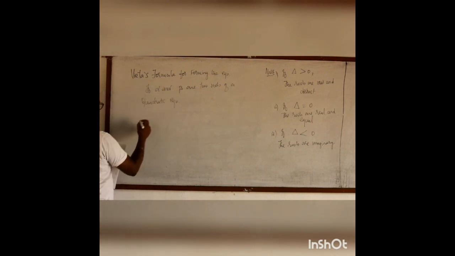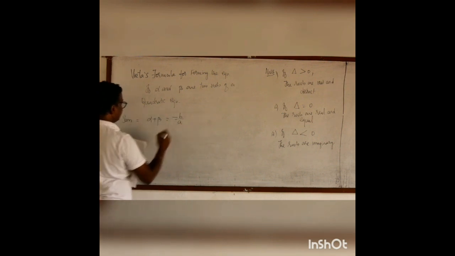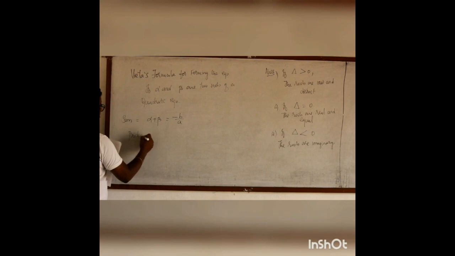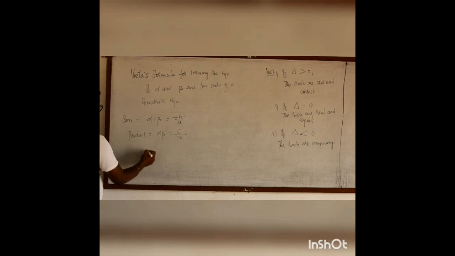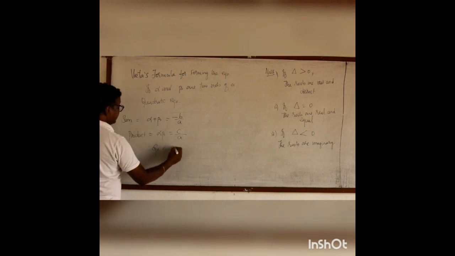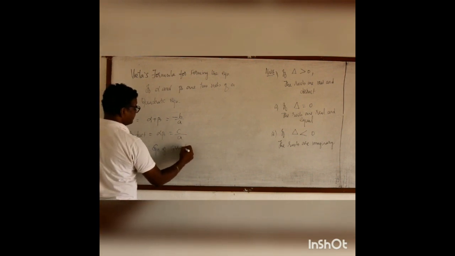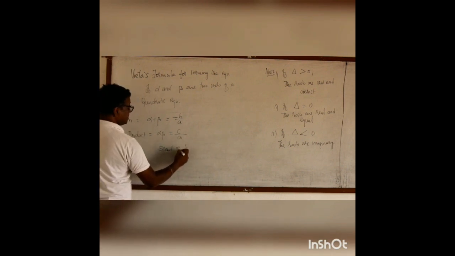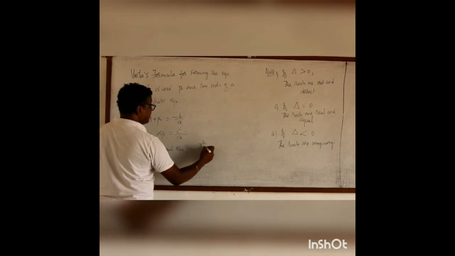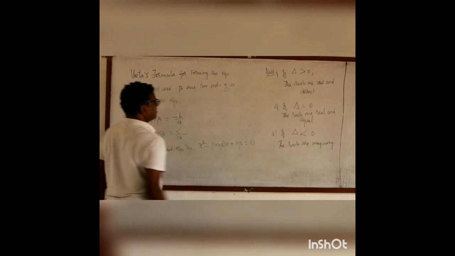Then alpha plus beta is called the sum of the roots, which is given by the formula minus b by a, and the product of the roots is alpha beta, which is given by c by a. If I know the roots, I can find the quadratic equation. The quadratic equation is x square minus alpha plus beta into x plus alpha beta equal to 0.